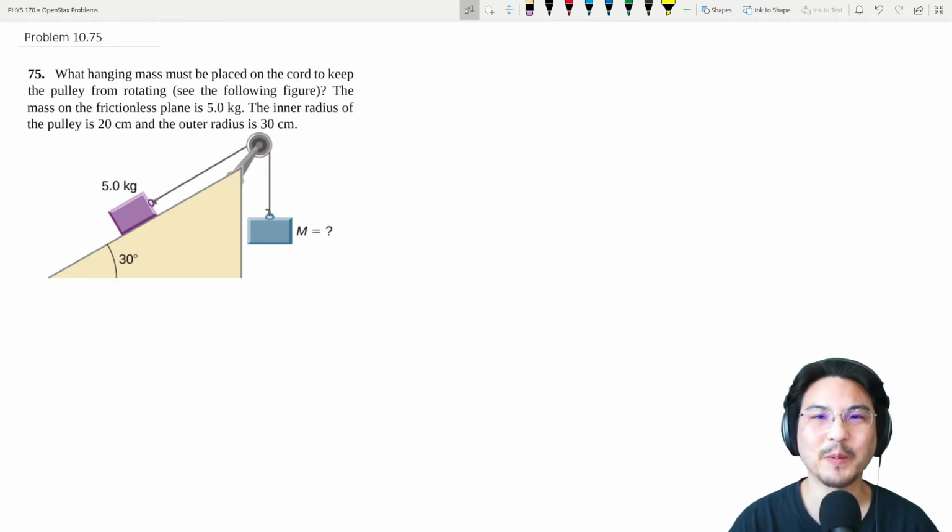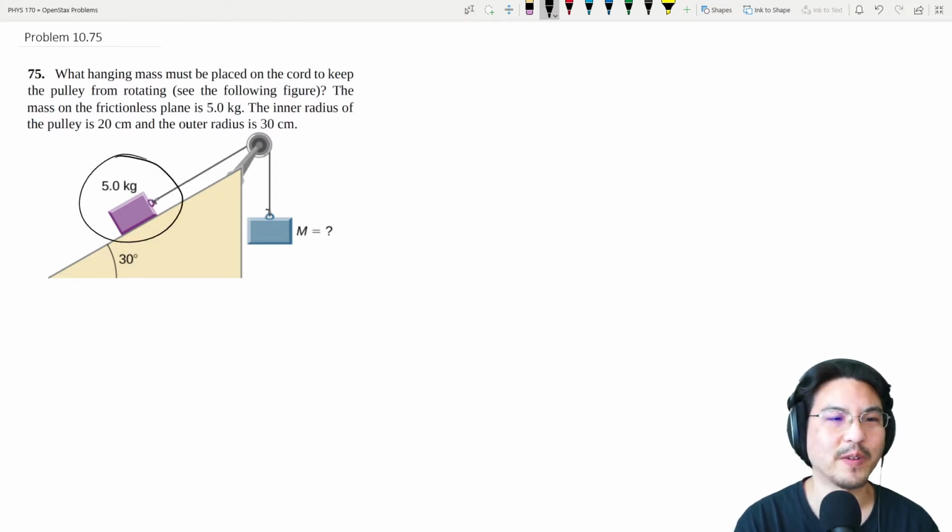Everybody, let's give this problem a try. So there's a block sliding on this ramp over here. It's frictionless. Then there's a block hanging over here. And then there's a pulley.